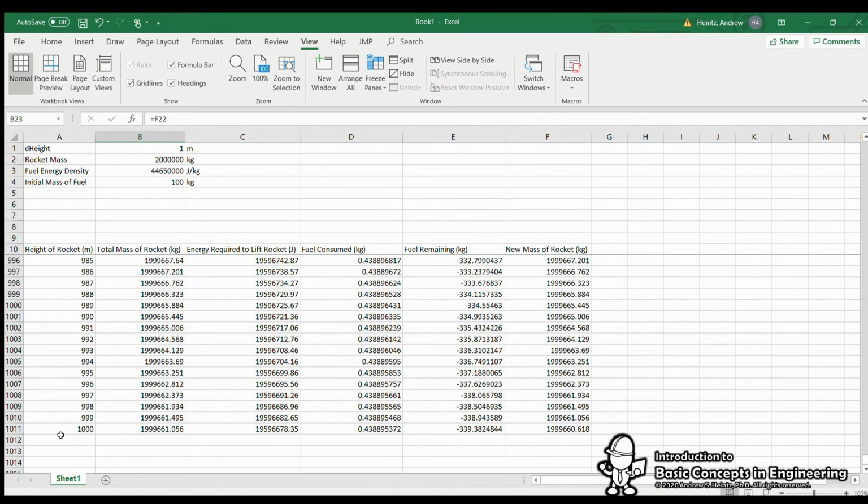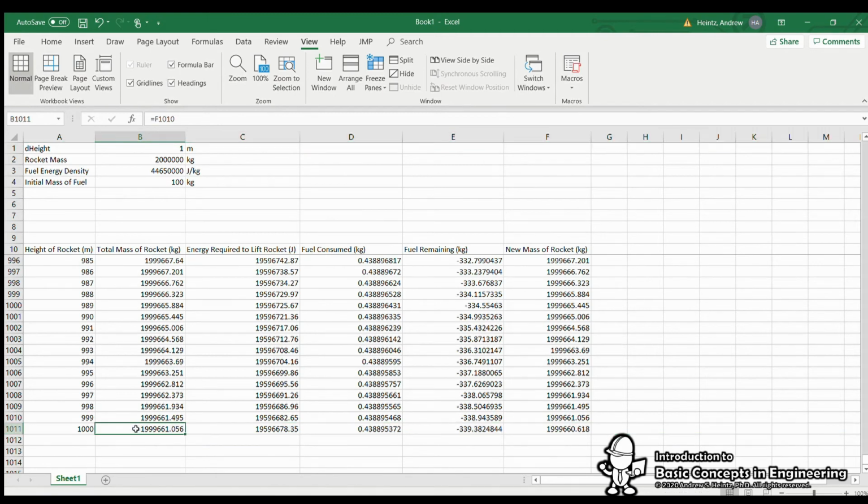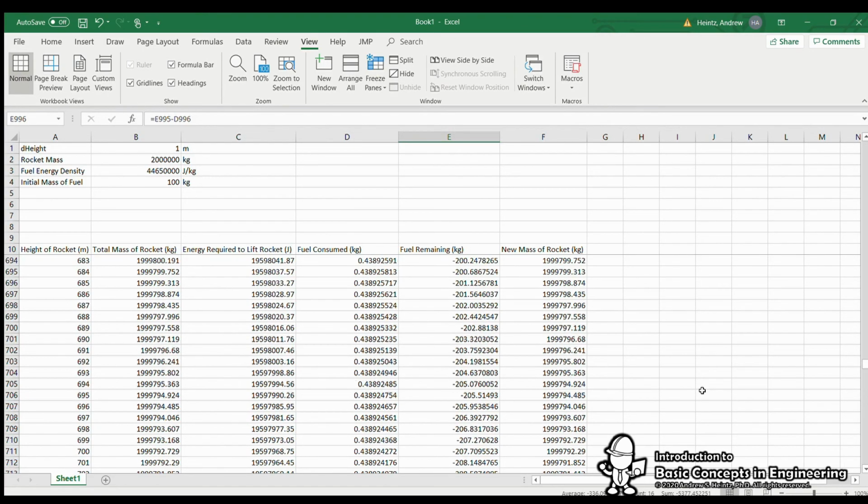All right, so what we see here is that at 1,000 feet, the total mass of the rocket is actually less than the rocket. How's that? It's because we've actually gone negative. We've gone negative fuel remaining, which of course doesn't make sense in the real world. And in fact, if we go up here and we look at where we hit our 0 point, our 0 point looks like it's going to be somewhere.